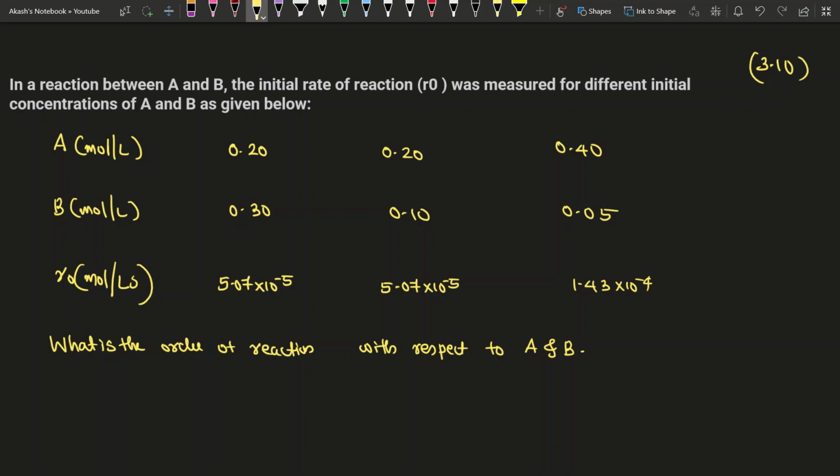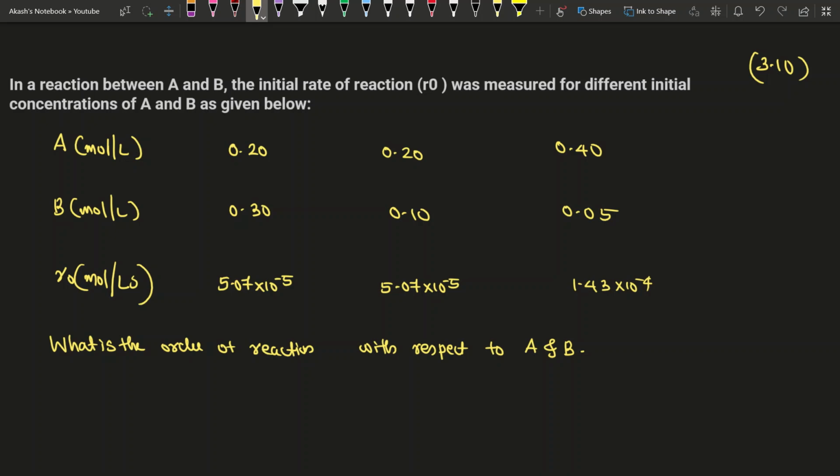In chemical kinetics, the rate of the reaction depends upon the concentration of the reactant, directly proportional to the concentration of the reactant. How much the concentration of A affects the reaction rate, or how much B affects the reaction rate, we don't know, and we need to find that out by using the given data.